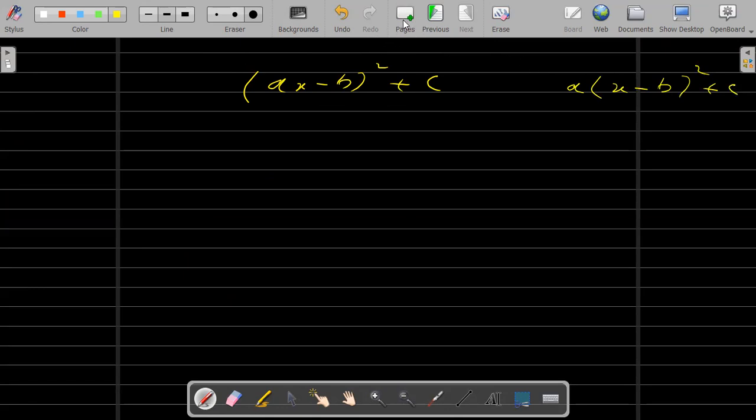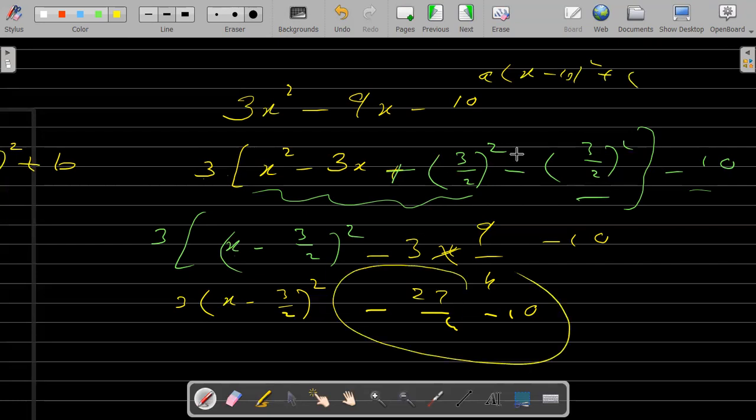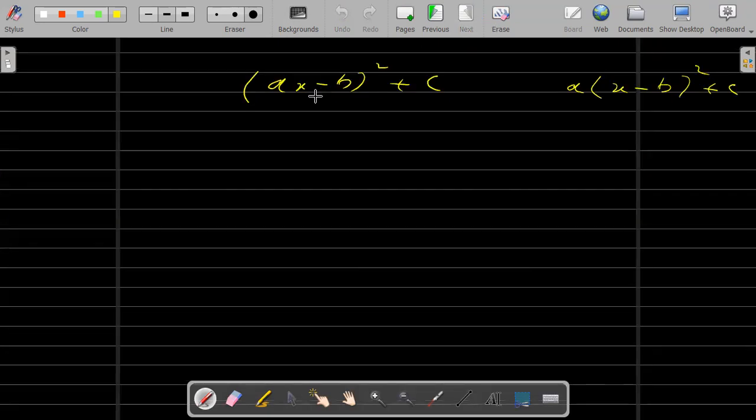This is easy, huh? As we did before, this is the same as a times (x minus b) whole squared plus c, whatever. This is c. But in this case, a we have to multiply inside. So I'm giving you an example for this form.